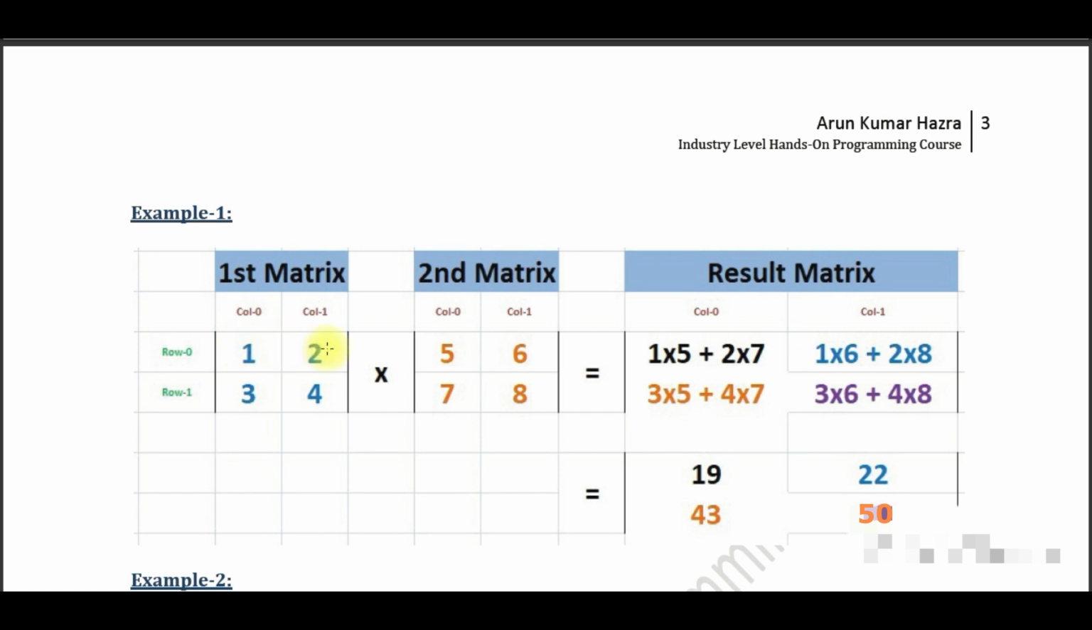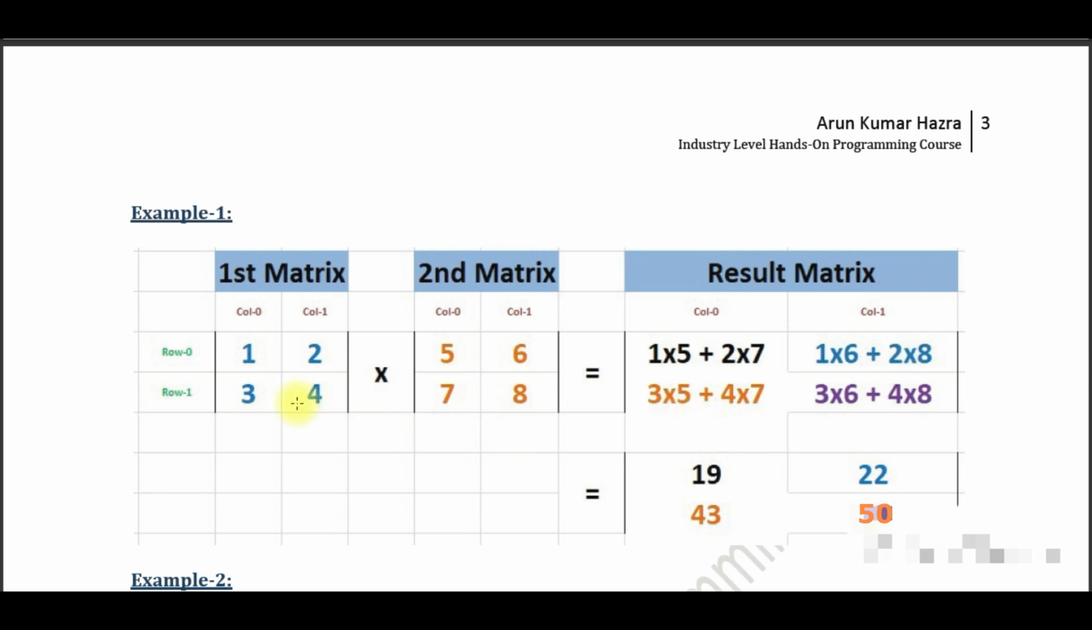Then row 0 column 1. So that is basically the 0 and 1 position, and what is that? This is basically row 0 column 1, and here you can see 1 into 6, then plus 2 into 8. So 1 into 6 plus 2 into 8.